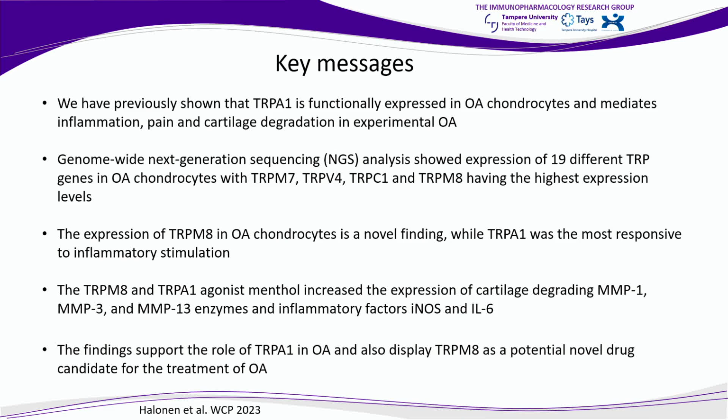The TRPM8 and TRPA1 agonist menthol seems to increase the expression of MMP1, MMP3, and MMP13, and also iNOS and probably interleukin-6. And well, these findings support the role of TRPA1 in osteoarthritis, but they also display TRPM8 as a potential novel drug candidate for treatment of OA. And we have also now described all the TRP channels found in osteoarthritic chondrocytes for further studies.